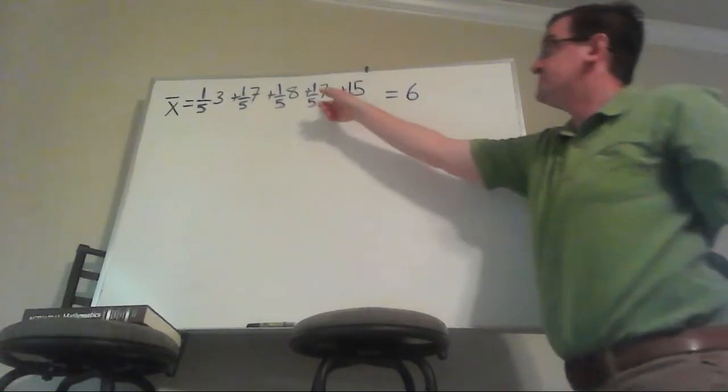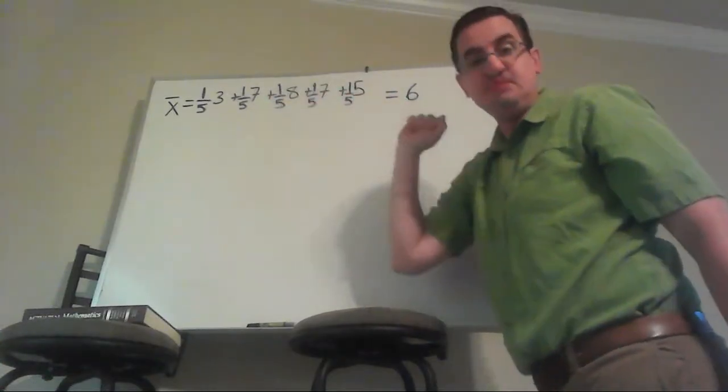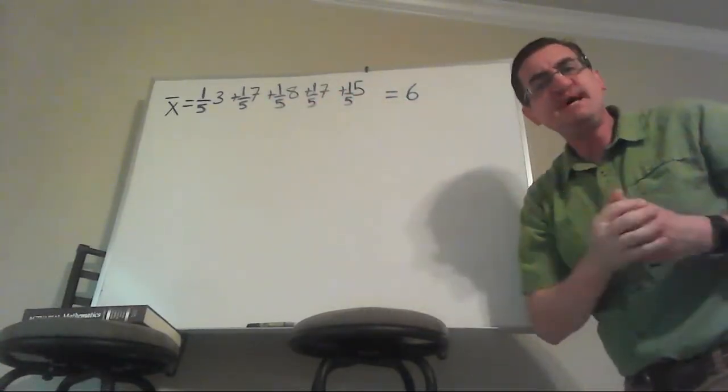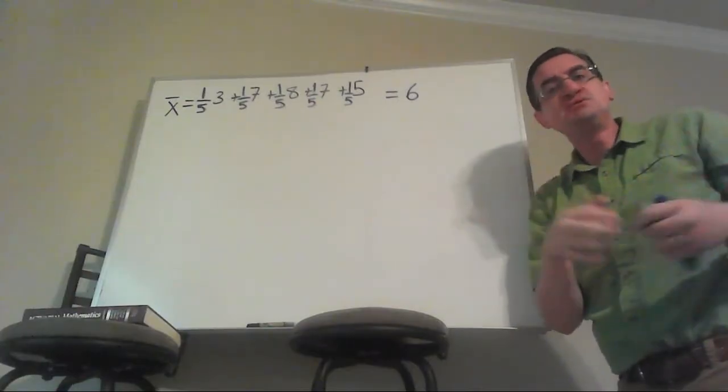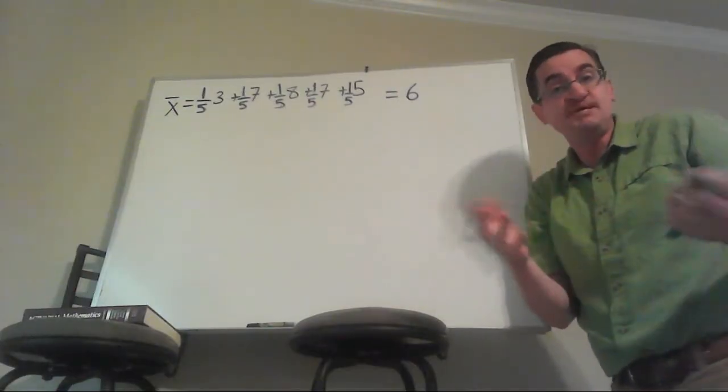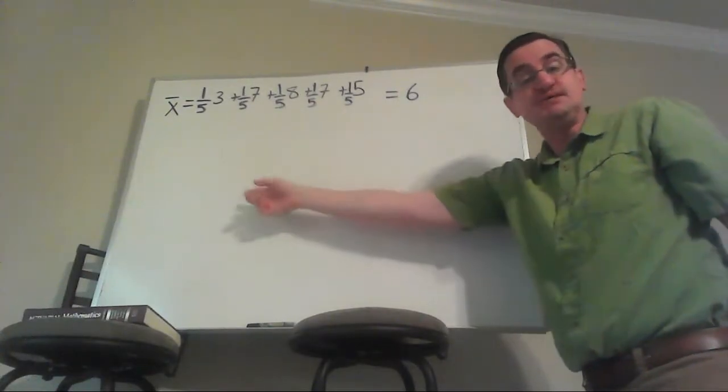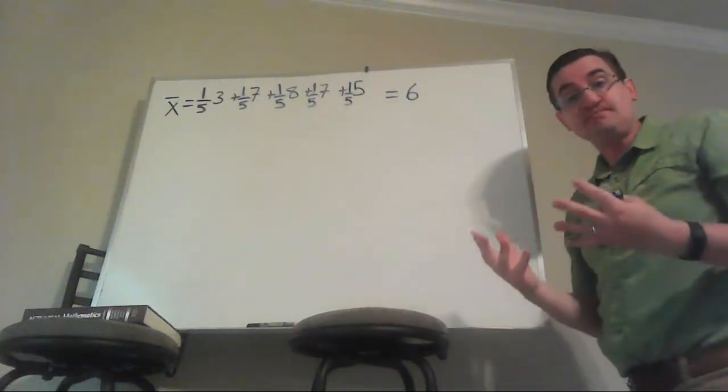All right, so the 7 has 2 of the blue 1/5, as if to say 7 happened twice as often, so it gets 2/5 weight. Well, that's the way we treat data because all the data points are equally important or valuable.